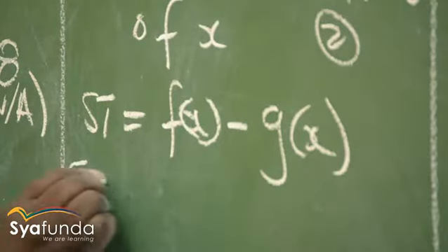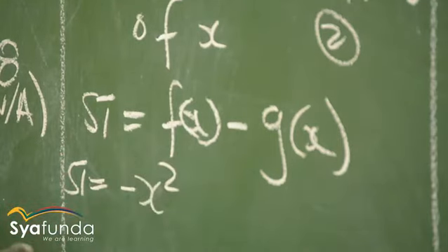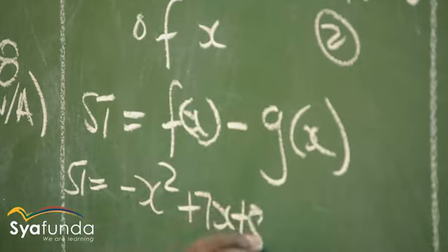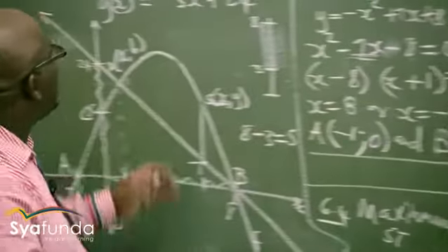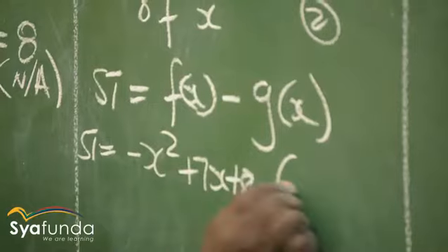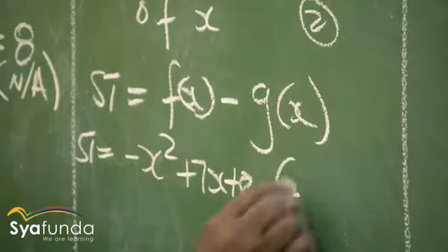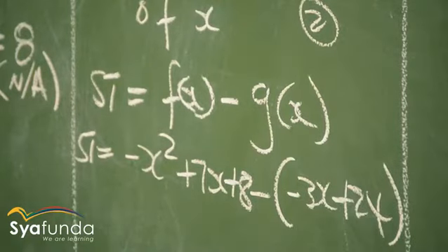So ST is then equal to minus x squared plus 7x plus 8. We are subtracting g of x, or minus 3x plus 24. Put it in brackets. It's minus 3x plus 24. Then you work it out. It will give us the value of ST in terms of x.